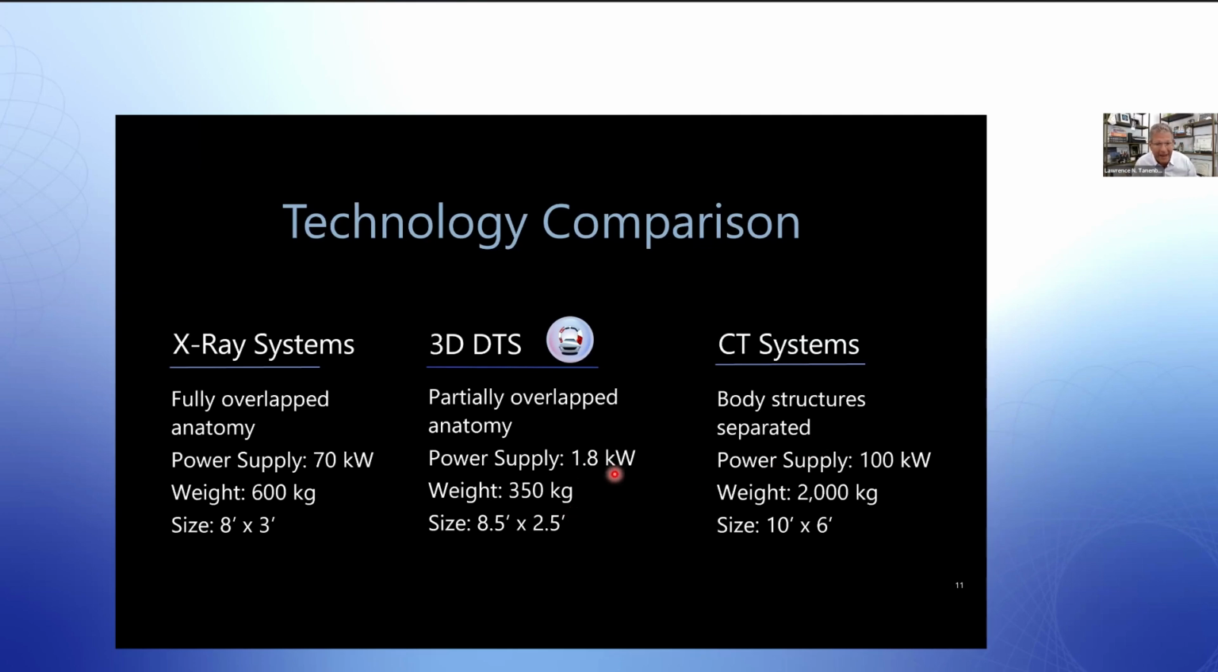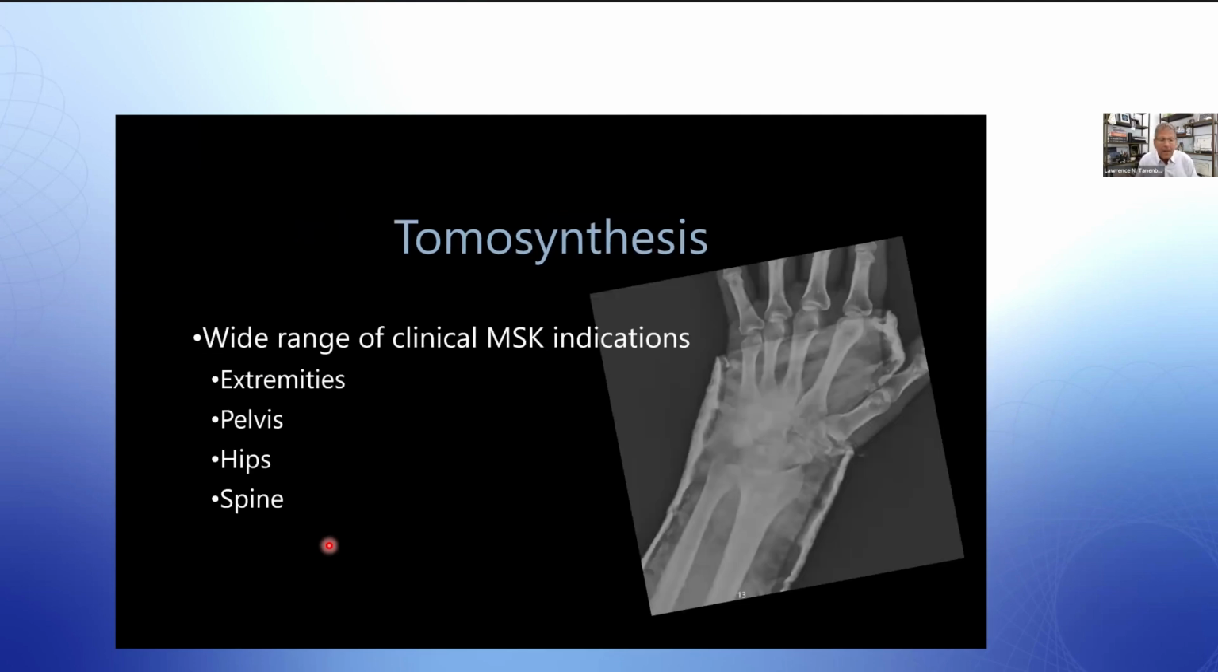But more importantly, for this particular slide, I want you to look at the power supply. You notice it's only 1.8 kilowatts for the Nanox.ARC, 70 kilowatts for a typical X-ray system, and up to 100 kilowatts for a CT system. You'll notice that the weight is lower than an X-ray system, a lot lower than a CT, and the size is just about the size of an X-ray machine. So where would it fit? It would fit into an X-ray room.